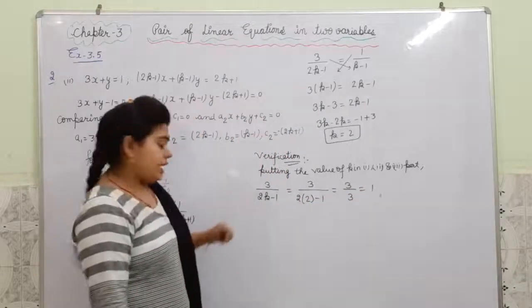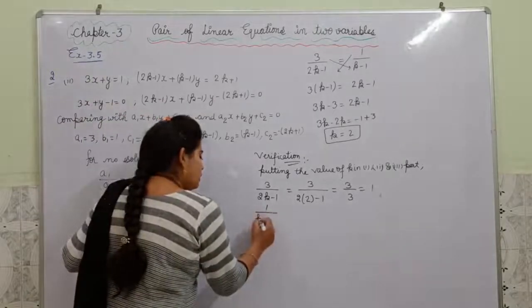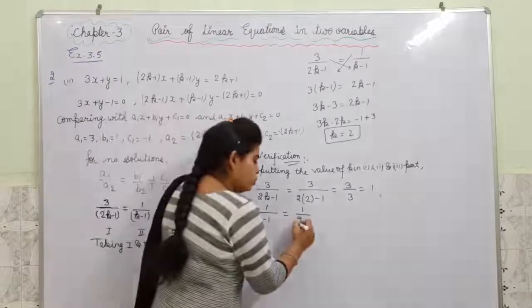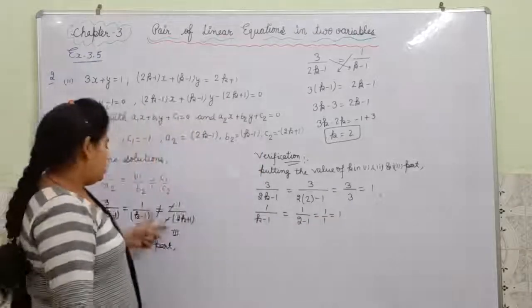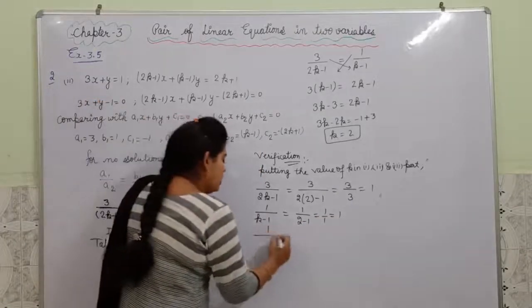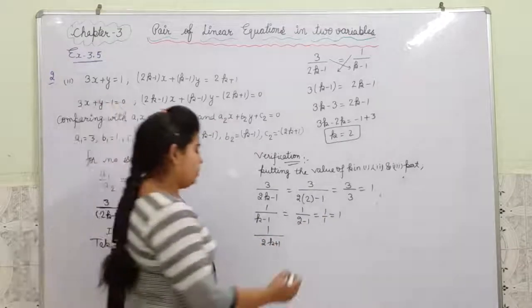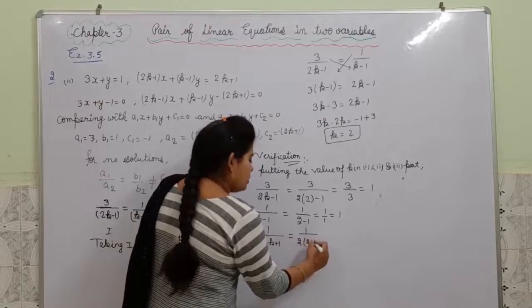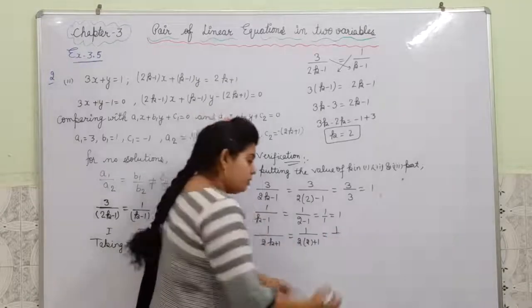Now in second part, what is our second part? 1 upon k minus 1. 1 upon, what is k? K is 2, 2 minus 1. 1 upon 1 means 1. Now third part. What is our third part? 1 upon 2k plus 1. 1 upon 2 into k is 2, plus 1. From here 1 upon 2 2s are 4 plus 1, 5.